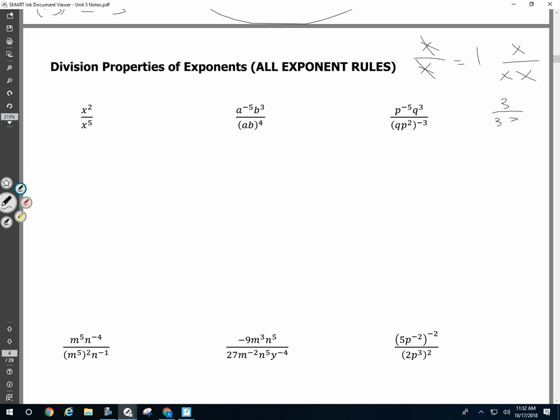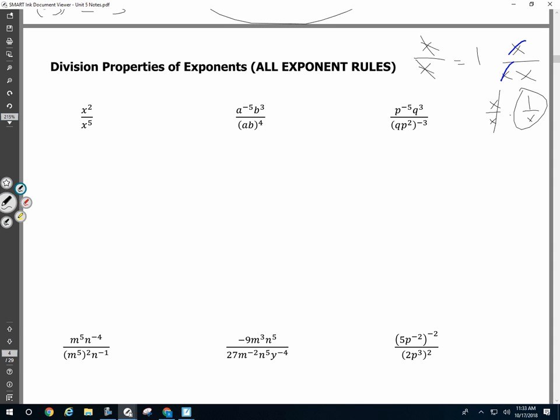3 over 3 times 3. That's 3 ninths. Okay? Is 3 ninths the same as 1? No. What is it the same as? 1/3. I can cancel one of those x's with one of those x's. We can almost think about this as x over x times 1 over x. And I know this is 1.